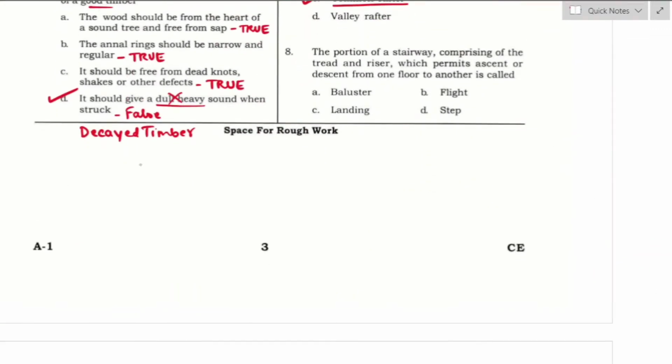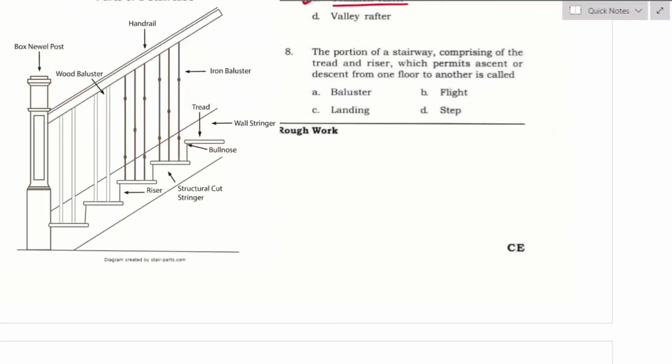Question number 8. The portion of the stairway comprising of tread and riser which permits ascent or descent from one floor to another is called a step. So option D is the right answer, step. In the following figure you can observe the different components of the staircase.